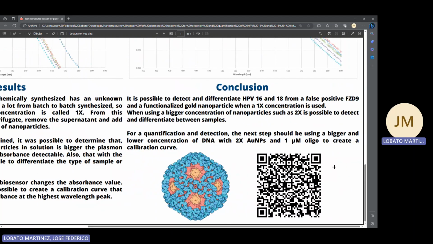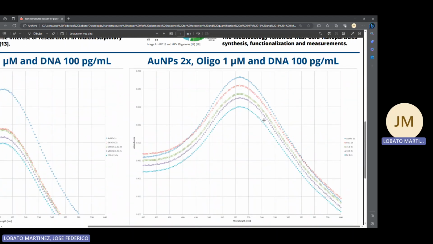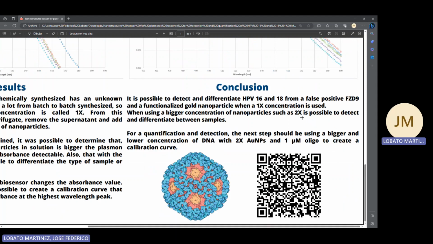Well, finally, we conclude that it is possible to detect and differentiate HPV 16 and 18 from a false positive FCD9. In all the measurements, the FCD9 had the lowest absorbance, and the HPV 16 and 18 were on top, always lower than the functionalized gold nanoparticle due to the increase in the volume and the size of the gold nanoparticle. But well, it is possible to detect and differentiate HPV 16 and 18 from a false positive FCD9 and a functionalized gold nanoparticle when a one-time concentration is used.